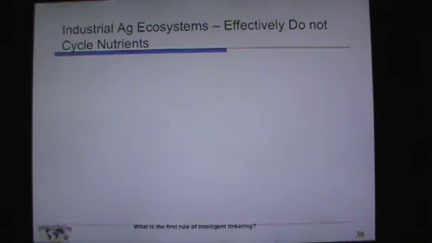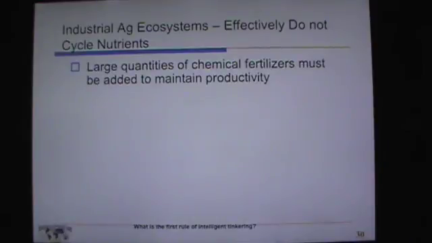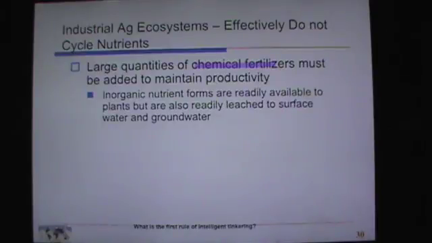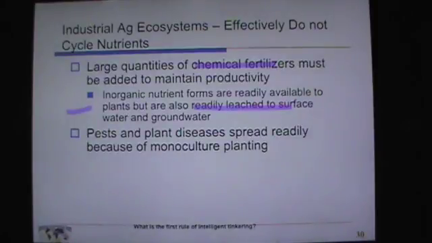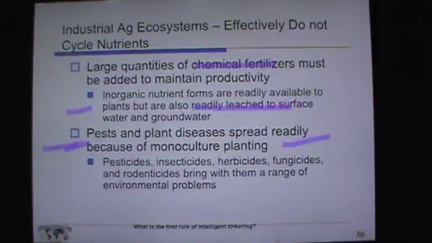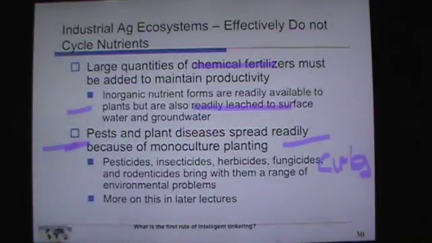Essentially, industrial ag does not effectively cycle nutrients. You've got to put a lot of chemical fertilizers back on that land to maintain that productivity. Inorganic nutrient forms are readily available to plants, also readily leachable. In other words, inorganic forms, not the same as organic forms, are less bound. Pests and plant diseases spread rapidly because of monocultures. Pesticides, insecticides, fungicides, rodenticides, all these sides, multiple sides. There are a lot of other environmental problems that go along with those things. We'll talk a lot more about this in a later lecture, more than one.